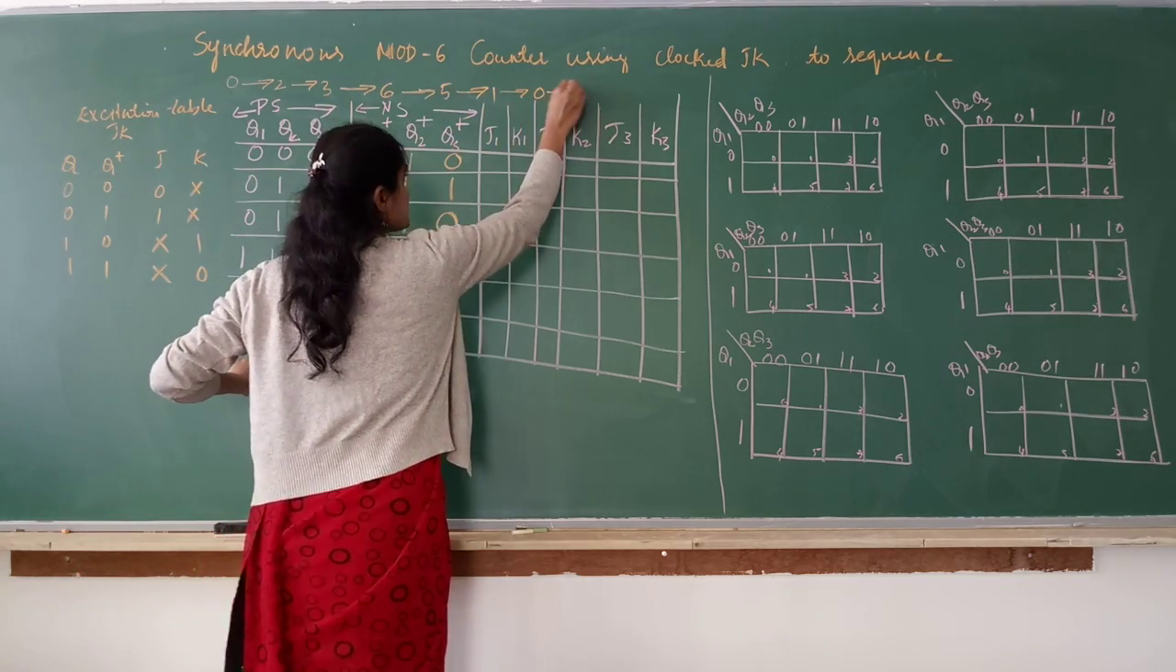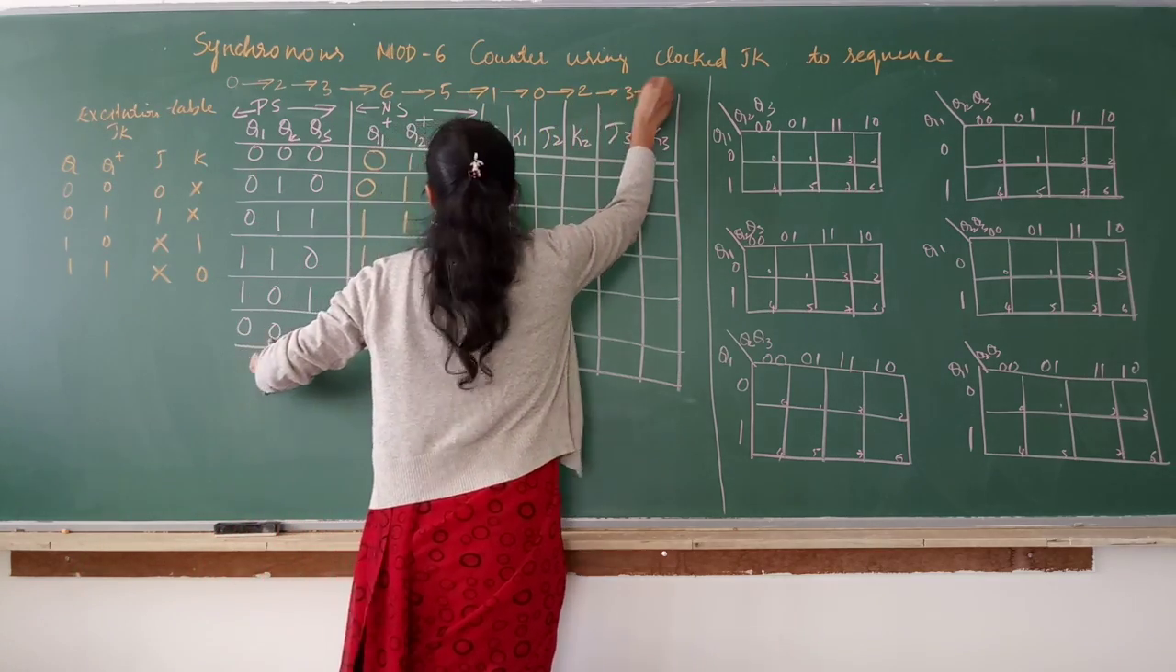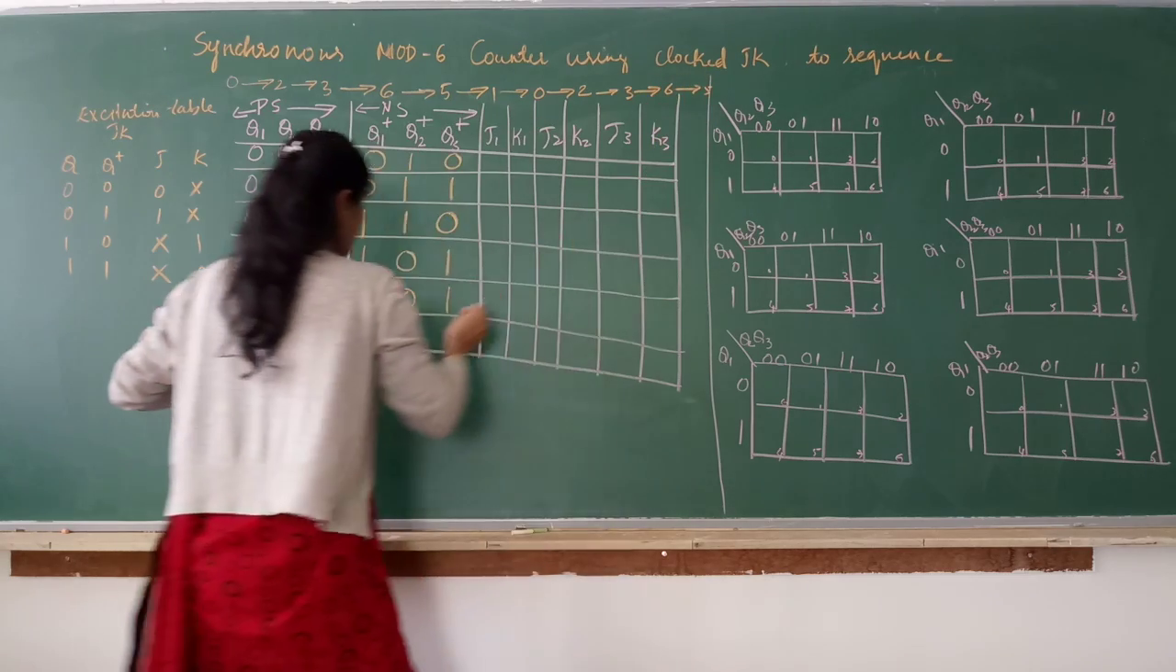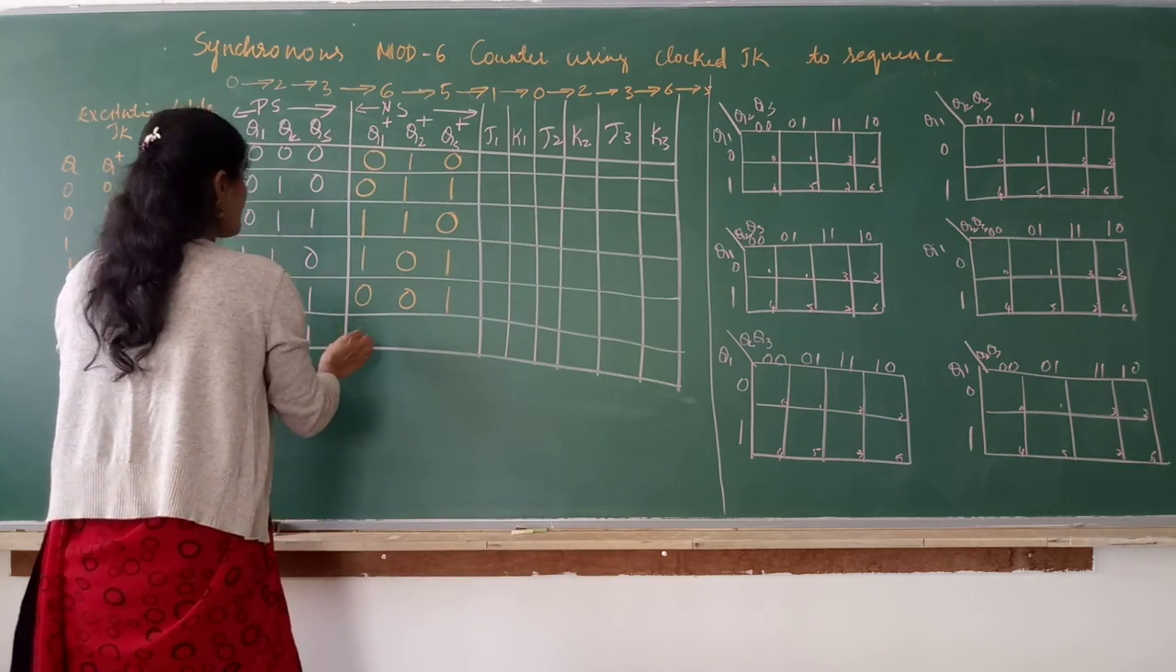See, this will be repeating. Okay. So, if 1 is the present state, what is next state? 0.